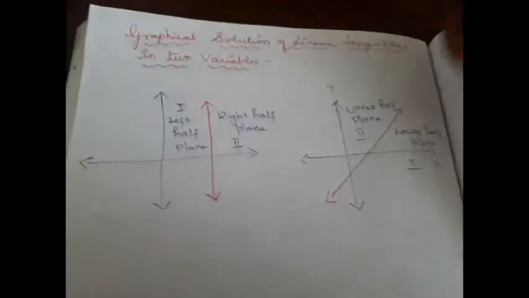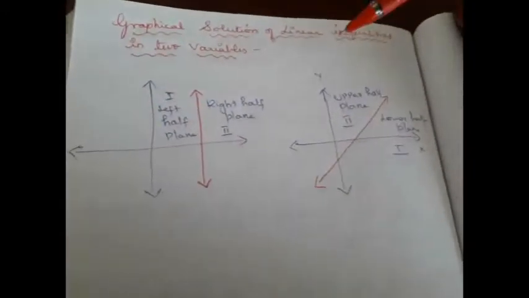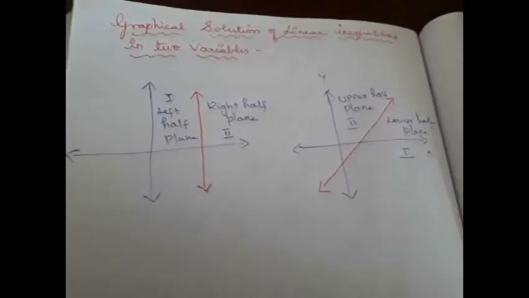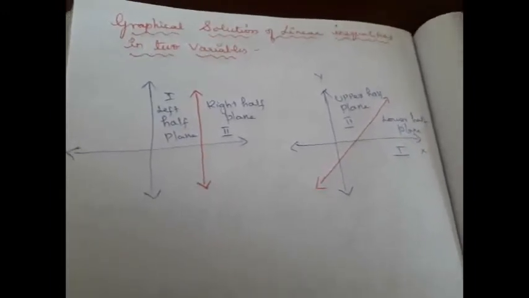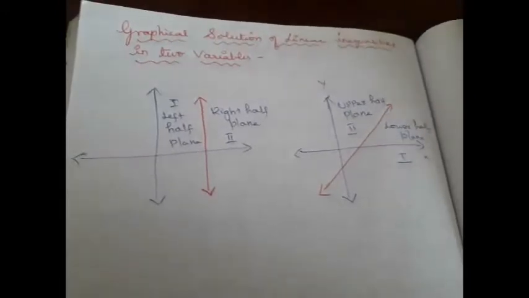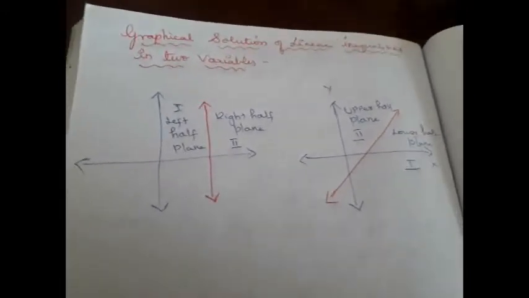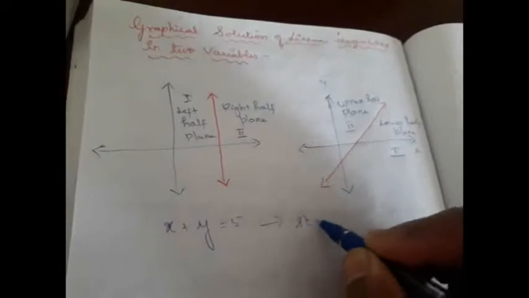We know how to represent graphically a linear equation in two variables. Yes, a linear equation in two variables will be a straight line. We have done it. How will we draw it as a line? For example, if you have x plus y equals 5, x plus y equals 5 is a linear equation in two variables, right? What will the graph of a linear equation in two variables be? It is a straight line.